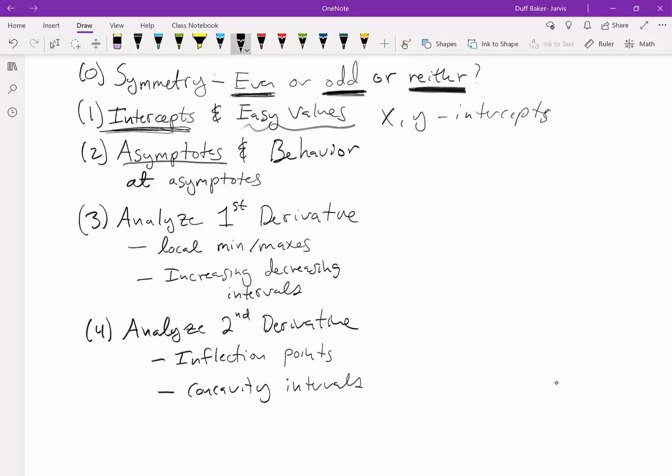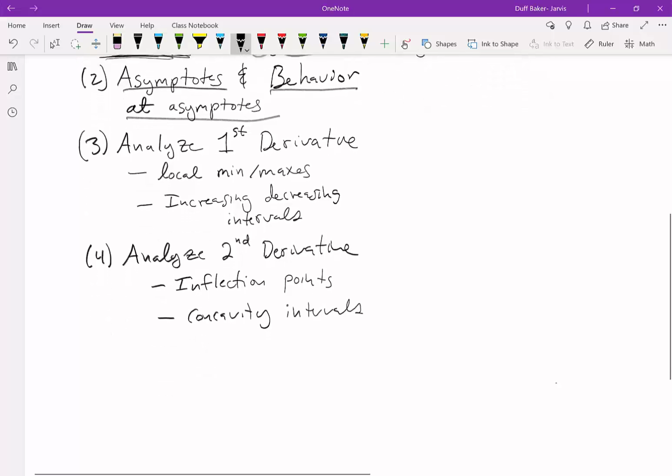And what I mean by behavior at asymptotes is how it approaches those asymptotes. For a vertical asymptote, does it go off to plus infinity or minus infinity? For a horizontal asymptote, does it approach from above or below? That sort of thing.